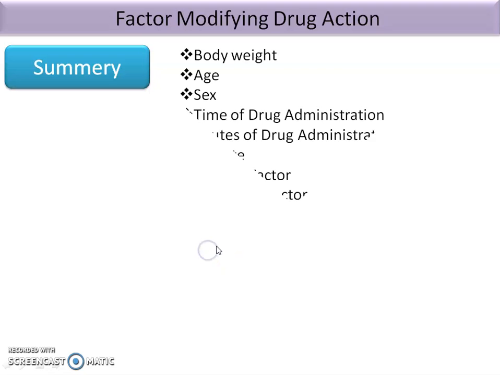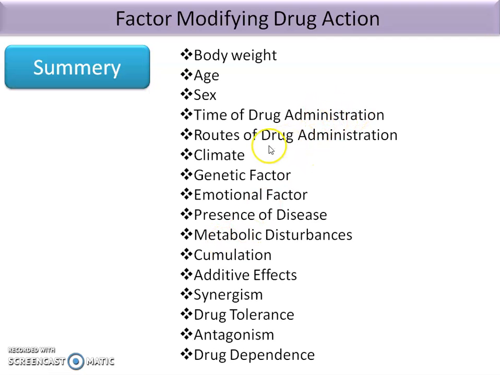Then, summary: we have learned from this session the different factors which affect drug action. They are body weight, age, sex, time of administration, route of administration, climate, genetic factor, emotional factor, presence of disease, metabolic disturbances, cumulation, additive effect, synergism, drug tolerance, antagonism, and drug dependence.